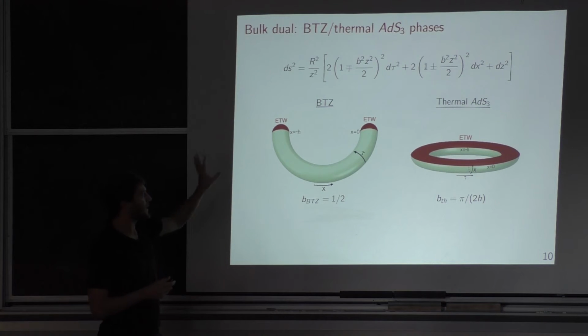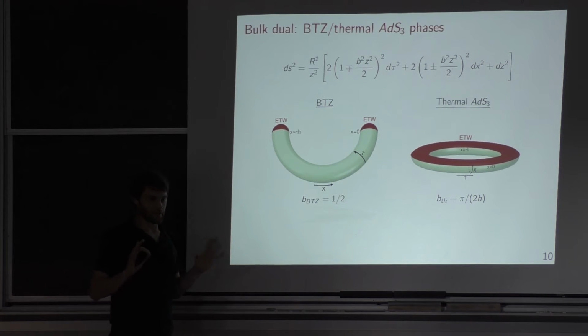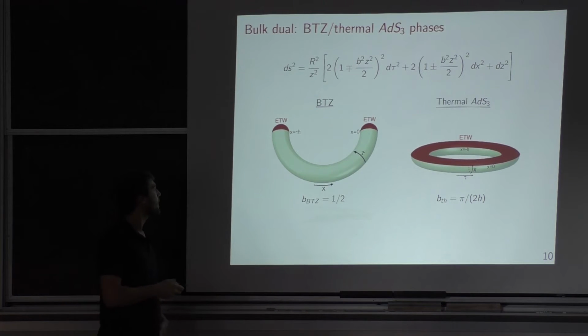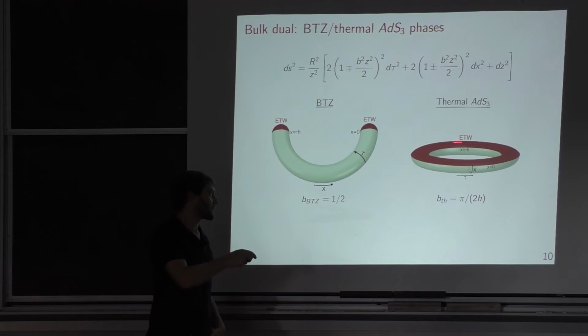And also, this naming BTZ thermal AdS3 is somehow arbitrary in the sense that we're calling tau the Euclidean time direction, but we could have done the opposite choice here because tau is not really the time direction in our original CFT. But anyway, here we have this BTZ phase where the tau direction is contractible, and this thermal AdS3 phase where the time direction is non-contractible.